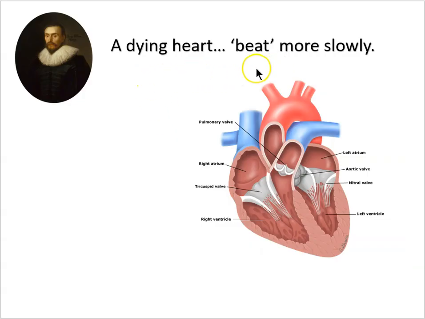So a dying heart beats more slowly, and that allowed Harvey to get a better grasp on what was going on. These chambers, these ventricles, were contracting. The volume in these chambers was getting smaller as the chamber contracted, and that would have the effect of expelling blood out of that chamber.